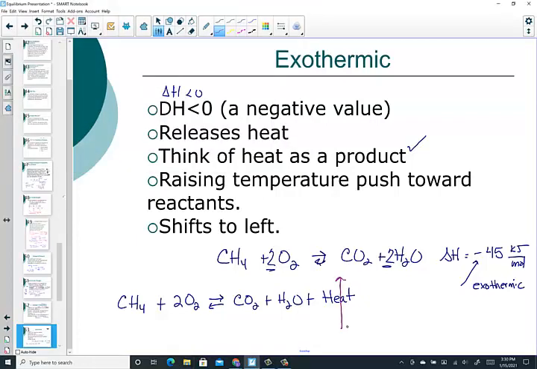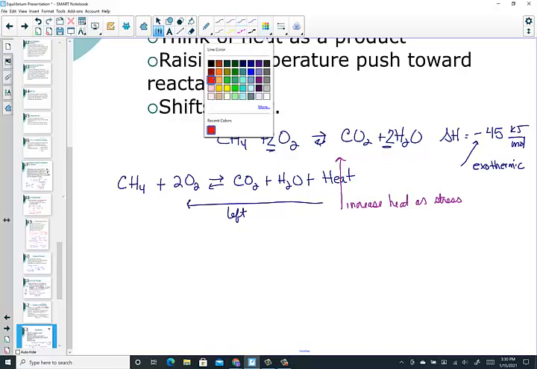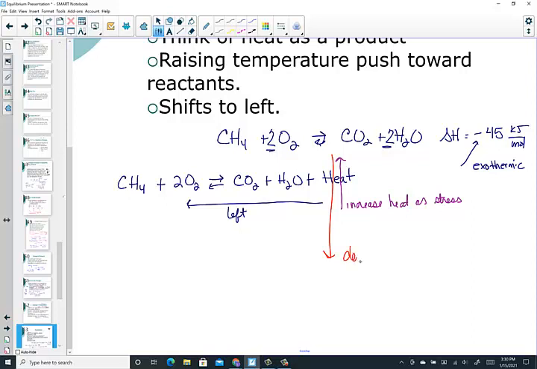If the stress says, let's increase the heat, what's the opposite of more heat? Well, you're going to want to use that up, so you know that you're going to have to point away from it to consume the excess heat. Therefore, it will shift left. What about the opposite? Let's say the stress is decreasing heat. If you decrease the heat, the system will want to make more heat, therefore you're going to point at it. And you will say the reaction will shift to the right if I decrease the heat of an exothermic reaction.